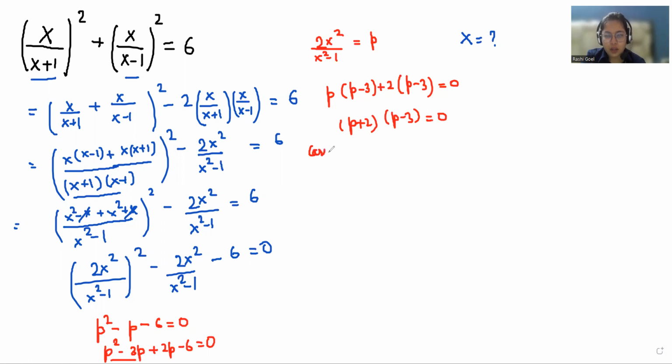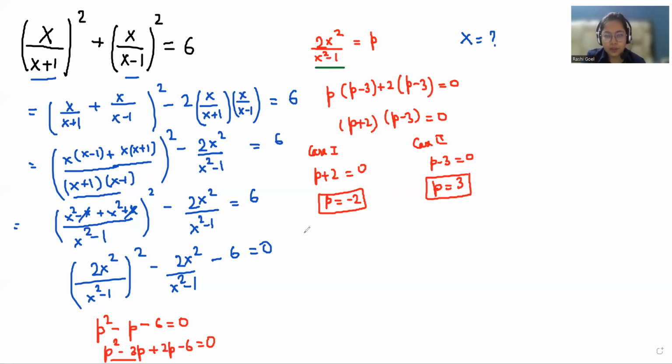So case 1, when p + 2 = 0, we take +2 to the other side, so it converts into p = −2. And case 2, when p − 3 = 0, p equals +3. Now as we know the substitution, we put the value here.